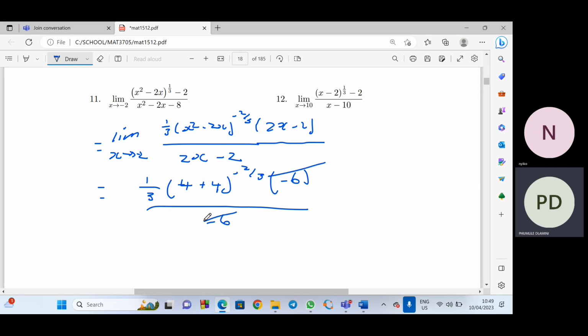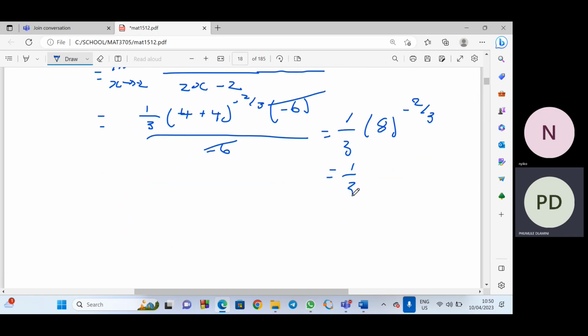Then this one can cancel with this one. Then you're going to be left with 1 over 3 in brackets 8 to the power -2 over 3. Now you know that 8 is 2 to the power 3. Then it will give us 2 to the power -2, as the 3 will cancel with the 3 there. And 2 to the power -2, we know that is going to be 1 over 4. Then your answer is going to be 1 over 12.